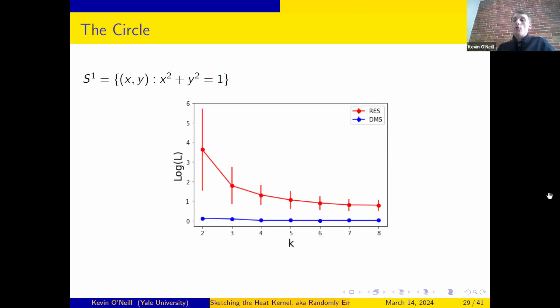Okay, so here's the result for a very simple case. We take the circle just in the plane, and we're going to embed it into dimensions 2, 3, 4, 5, and so on up to 8. This may sound a little silly, but we take something that's already in 2 dimensions and embed it into 4 dimensions and see how well that works.